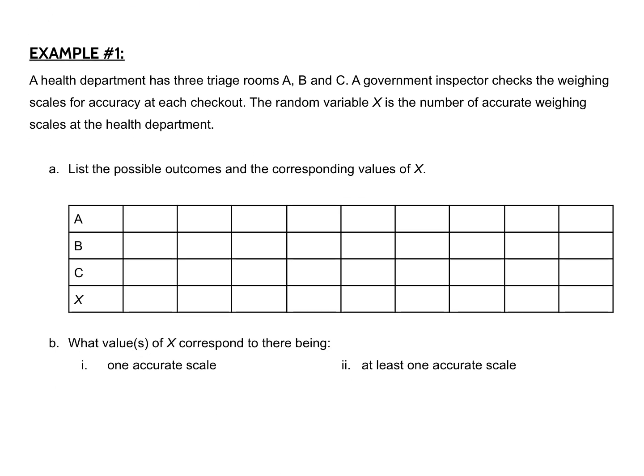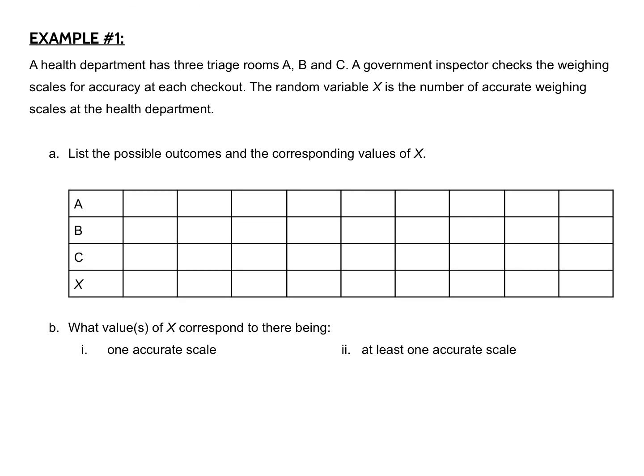All right, so let's look at our example. It says a health department has 3 triage rooms, A, B, and C. A government inspector checks the weighing scales for accuracy at each checkout. The random variable X is going to refer to the number of accurate weighing scales at the health department. So we want to list all the possible outcomes and the corresponding values of X that they have.